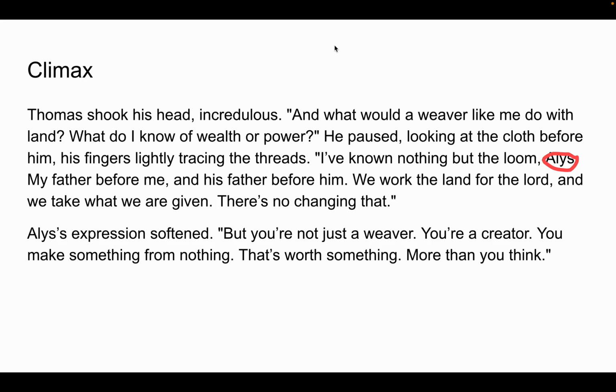Ooh, powerful stuff. So you'd hear lovely music if this was a movie, because this is the climax of the story.